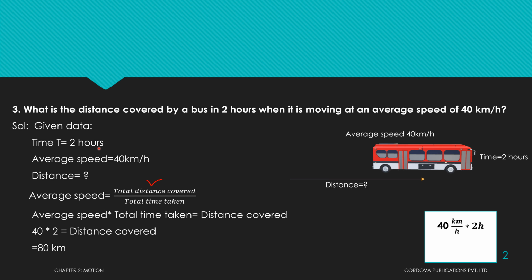What is this 2 hour, right? So hour I have placed over here also. You can just cancel this hour, and hour gets cancelled because this hour is in the numerator and this hour is in the denominator. Whenever the same thing is in the numerator and denominator, you can cancel it. So what you get, 40 twos are 80 kilometer. So this is how I got this kilometer over here. I hope it's very clear.